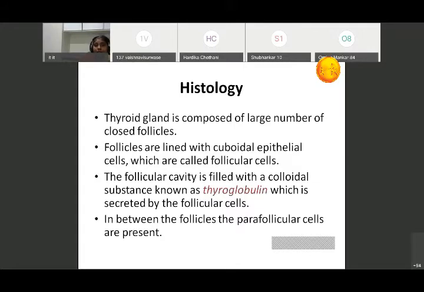The follicular cavity is filled with a colloidal substance known as thyroglobulin, which is secreted by follicular cells. I will show you the figure of the follicle afterwards. In between the follicular cells, the parafollicular cells are also present, and they secrete calcitonin.